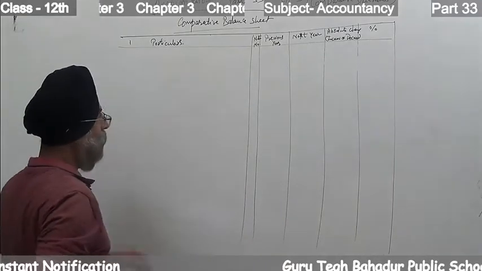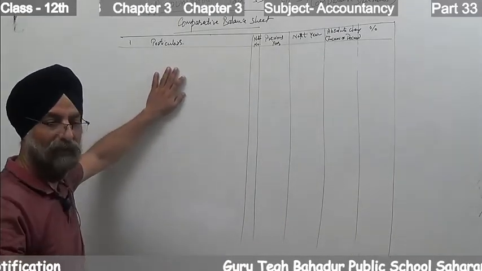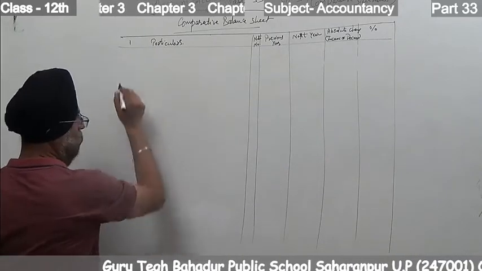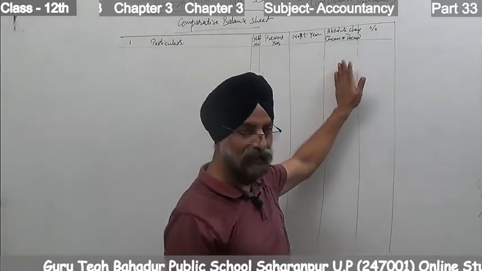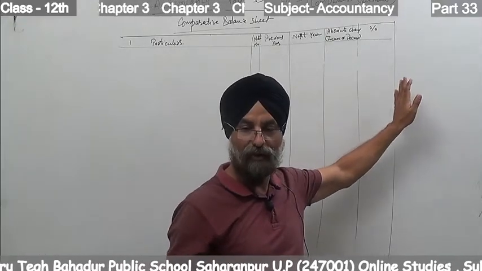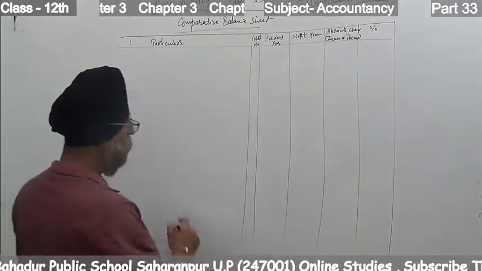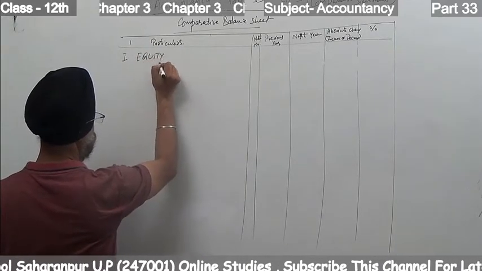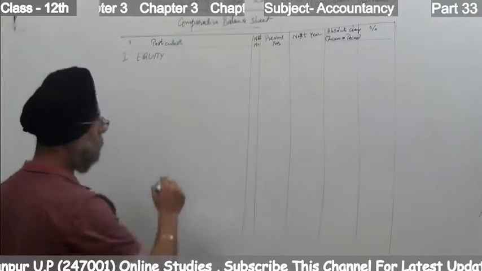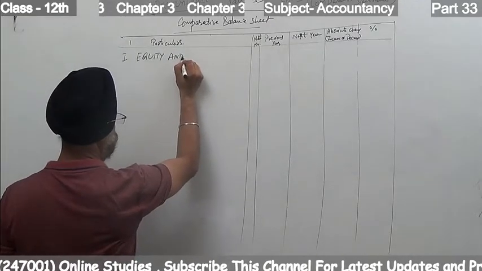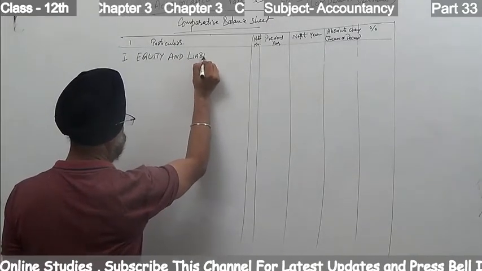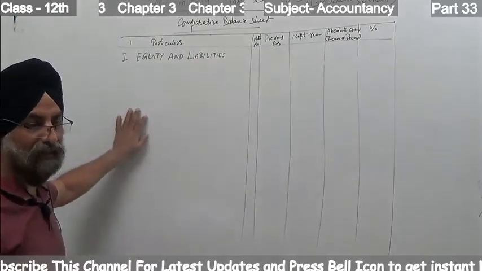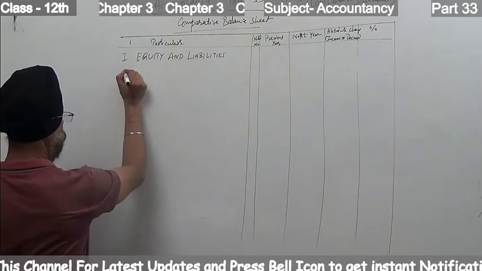Yes, students, as you know how to make a vertical balance sheet, in this balance sheet we added 2 more columns for increase or decrease, and the next one is for percentage of increase and decrease. First head, this is equity and liabilities. In this equity and liabilities, the first heading is shareholders' fund.